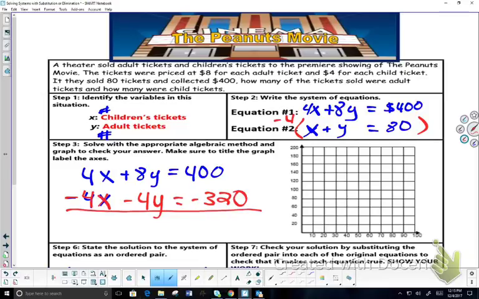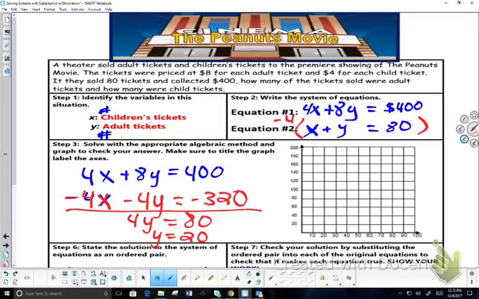That's going to give me what? 4y equals 80. So what does y equal? 20. This is that moment when you think you're done, but you're really not.